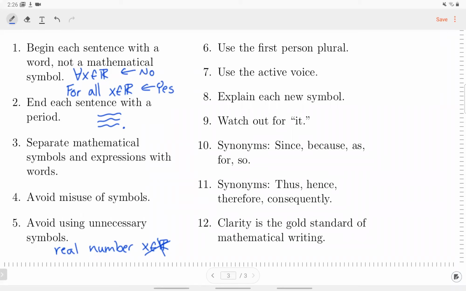Explain each new symbol. For your reader's sake, if you are introducing something that's not commonly used, you need to say what it means. Every symbol we've learned so far is commonly used. But if you're making up your own symbol for something, or if it's kind of an obscure symbol you found, you better say what it means, okay? Or your reader's going to be lost.